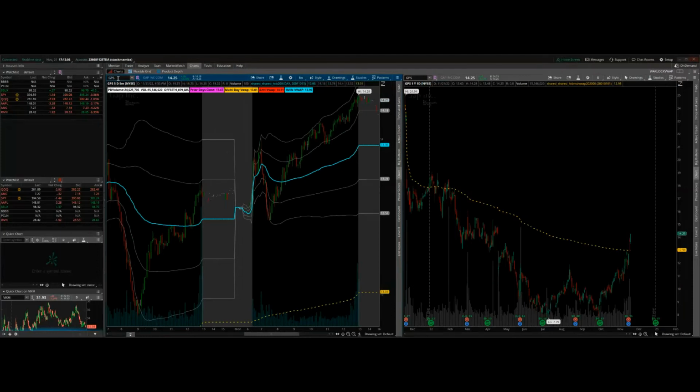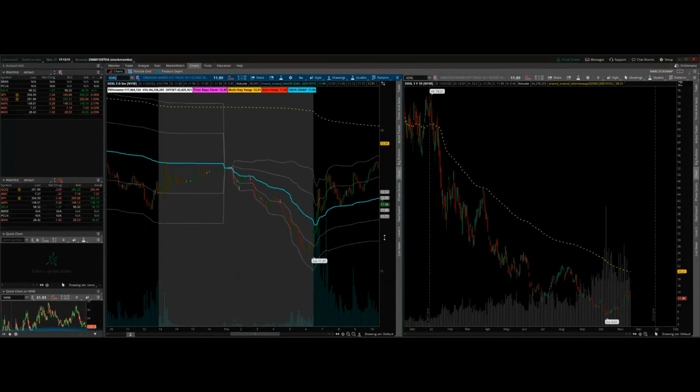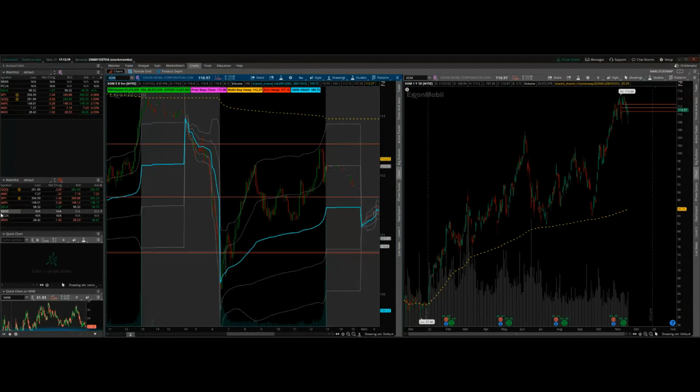Let me find something with a little bit more action. All right, so Soxel has... you want to look at Exxon. Let's look at Exxon. Then we'll come back to Soxel.